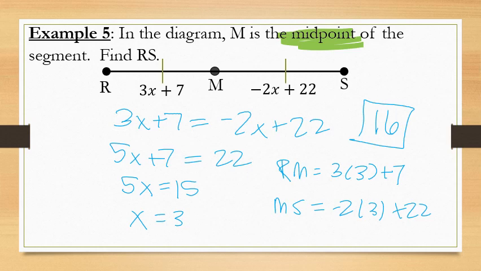Now, if you look at the problem, I'm technically not done, because they want me to find RS, which is the entire segment. So if this is 16 and this is 16, then the actual length of RS is going to be 32. It's a huge ACT thing, so always look, especially on the geometry questions, but you should really do this for all math questions, and make sure that you answered the question.